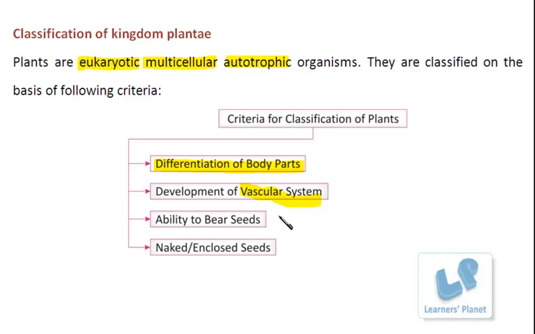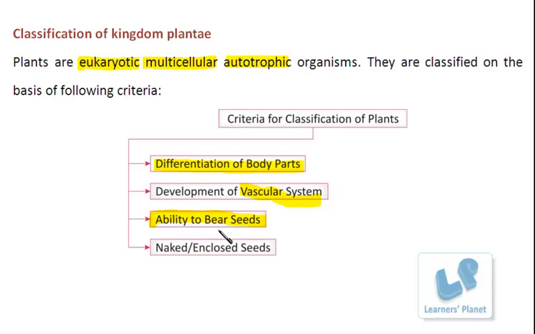Fine. Further, if this vascular system is developed, the next property to study in plants is their ability to bear seeds. Whether these vascularized plants have the capacity to produce seeds or not. So if seeds are not produced, there is a system where seed production is not there in the plants. So that is forming the initial one group.